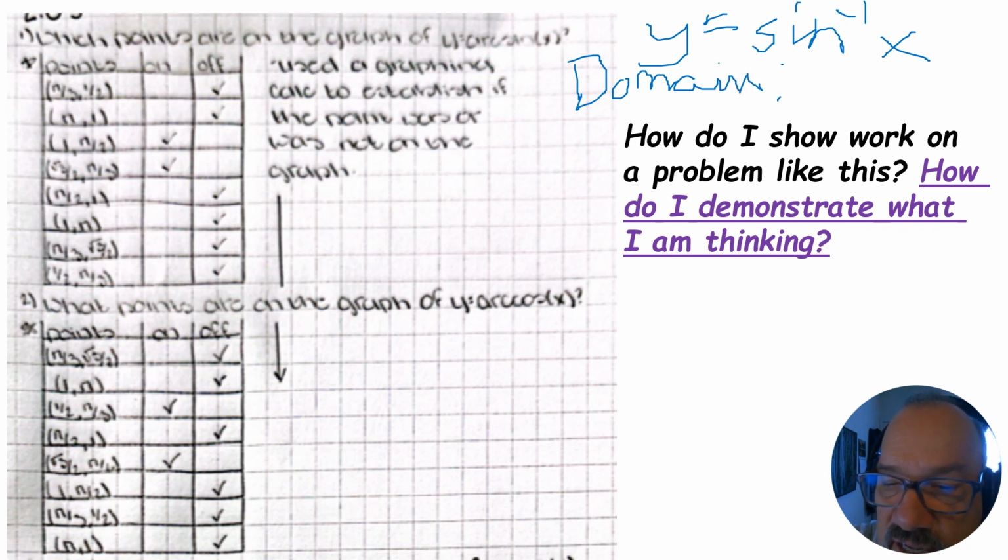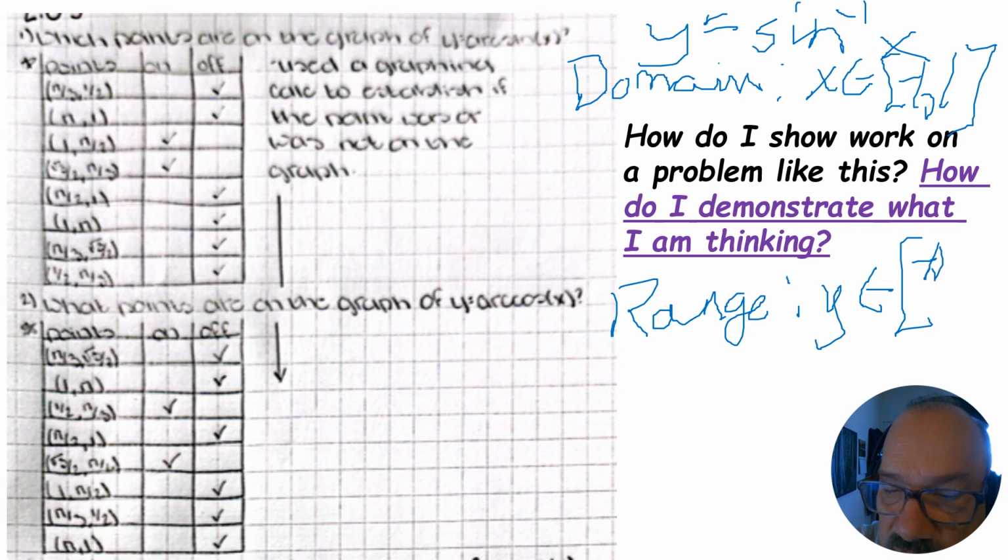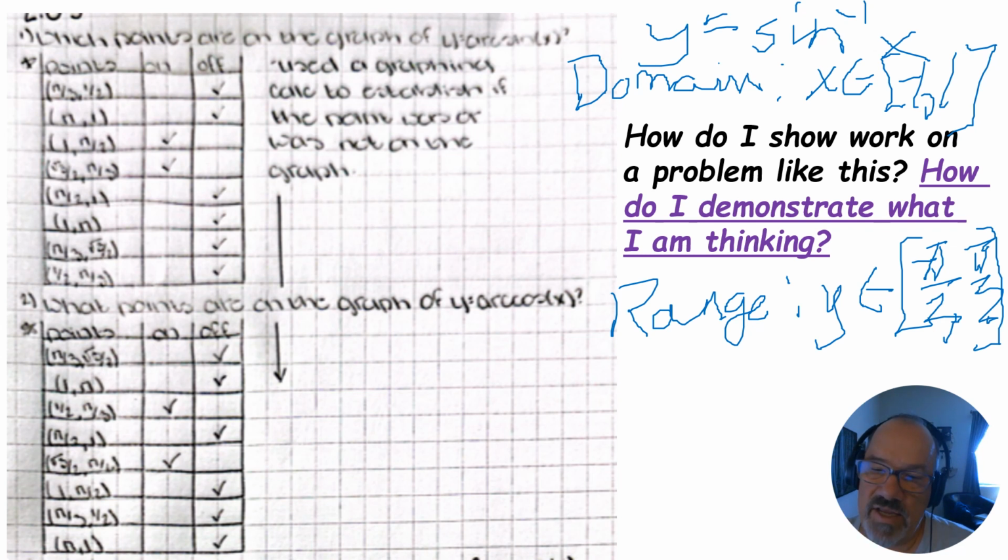Well, the domain is all the x's that are in the closed interval from -1 to 1, and the range is all the y's that are in the closed interval from -pi/2 to pi/2. And so if I write that down, I am now saying I am going to use the domain and range to help me determine which of these points work and which of these points do not work.